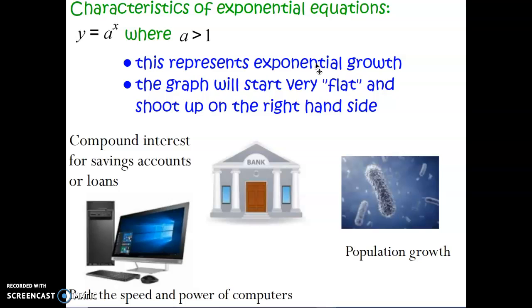And when you do this, you guys saw when we did our lab in class that it starts out very flat and it shoots up on the right-hand side of the graph very quickly. So some things follow a pattern of exponential growth: compound interest, population growth. This is particularly bacteria, but there are other things that could model growth using an exponential. And both the speed and the power of computers are growing exponentially.